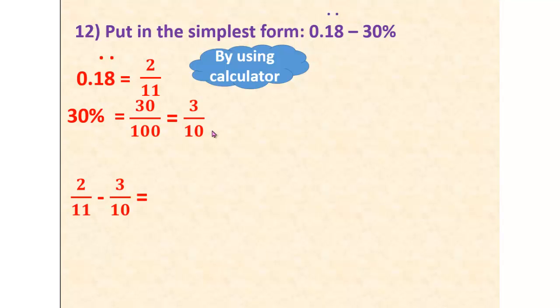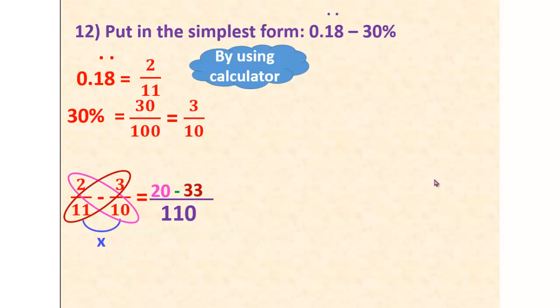I am making 2 over 11 minus 3 over 10. By looking at the denominators, both denominators are different. And I cannot change the 10 to be 11. So I'm going here to use the cross multiplication. 11 times 10 is equals to 110. 10 times 2, 20. The operation, which is subtraction, will remain as it is. 11 times 3 is equal to 33. Now I will have my answer equals to negative 13 over 110, and this is the simplest form.